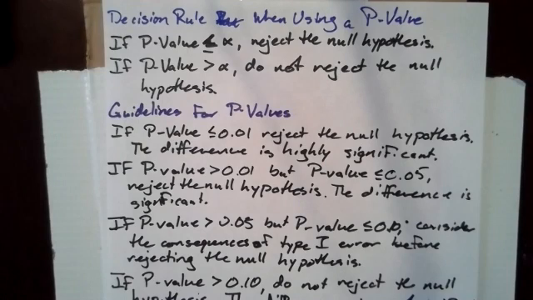If the p-value is less than or equal to 0.01, we reject the null hypothesis. The difference is highly significant. If the p-value is greater than 0.01, but less than or equal to 0.05, we reject the null hypothesis, and the difference is significant. If the p-value is greater than 0.05, but less than or equal to 0.10, we consider the consequences of type 1 error before rejecting the null hypothesis.